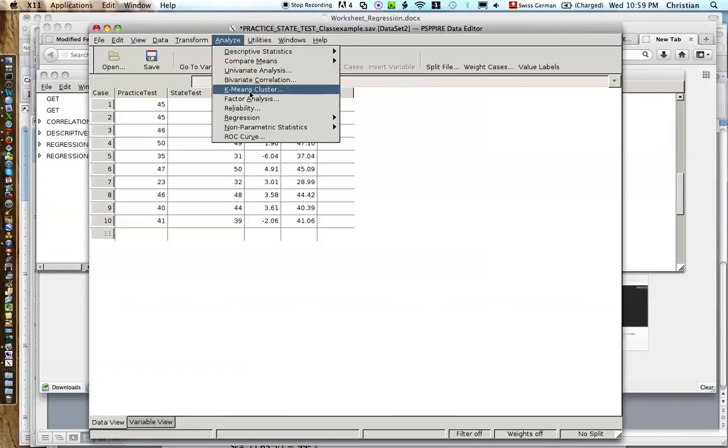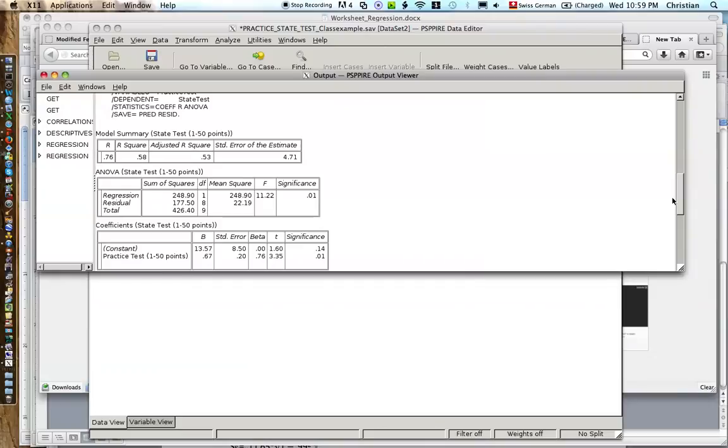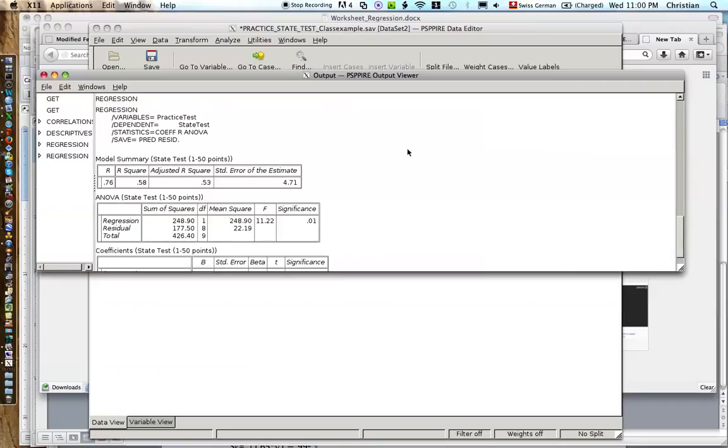Alright, so let's go into the output. What you see here first is the syntax. Regression, the variables is practice test, that's our predictor. The dependent variable is state test. And then statistics are the coefficients, the R, the explained variance, the Anova table, which is not an Anova like we learned about, the one-way Anova. It's just Anova table, and I'll tell you a little bit more about that in just a minute. And then save the predicted values and the residual values.